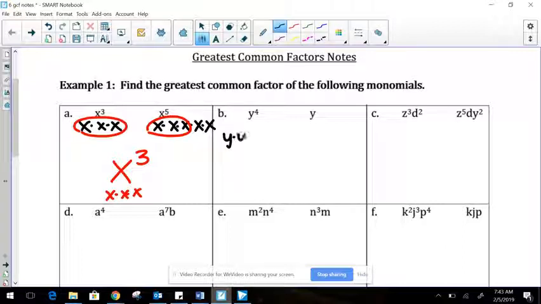I have 4 y's. I have 1 y. I look at both of them, what they have in common, they both have 1 y. So 1 y is my GCF.